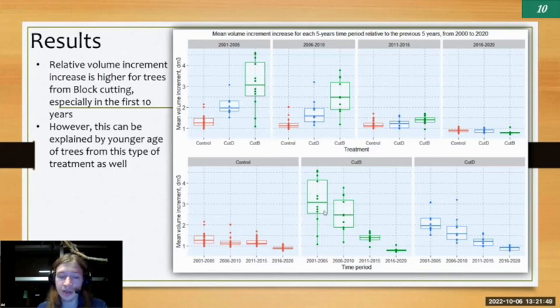It's especially noticeable. Then it's still increasing, but slowly, and in the last 5 years there is a decrease. But a higher increase in volume increment may also be explained by the younger age of these trees. So maybe young trees may accumulate more wood volume as well.